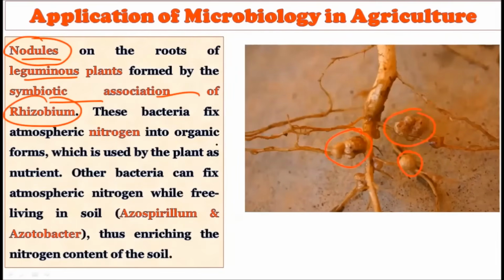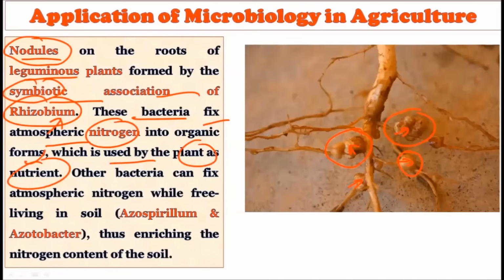These root nodules are formed due to their symbiotic association with the rhizobium. Now, rhizobium is a bacterium. So, the bacteria live inside these nodules. And these bacteria can fix the atmospheric nitrogen into an organic form, which is used by the plants as a nutrient. Plants can use it as a nutrient, but who is giving this nitrogen to the plant? It is given by the bacteria called rhizobium, which is in a symbiotic association with the plant.